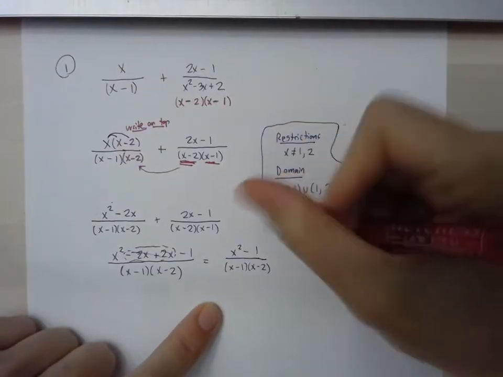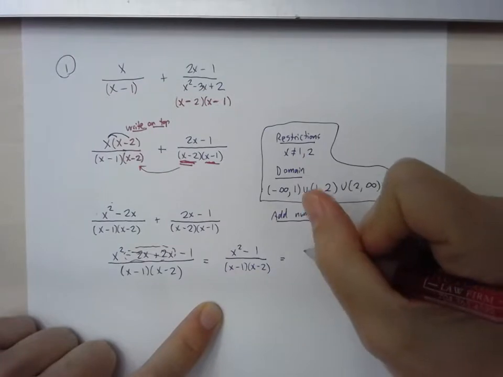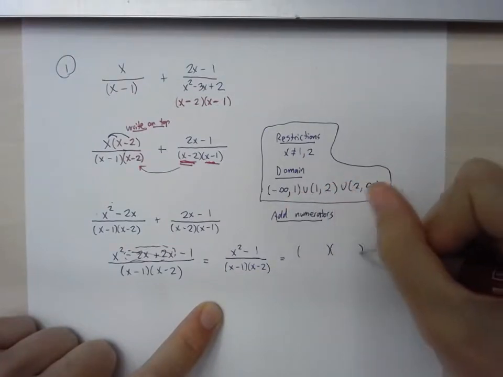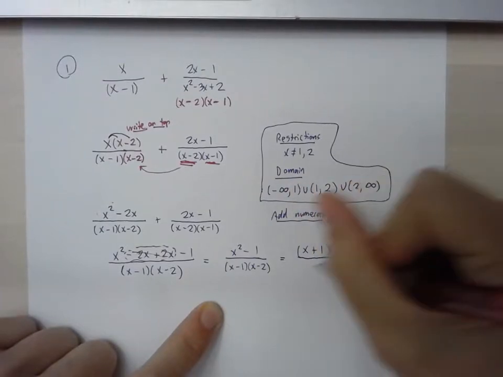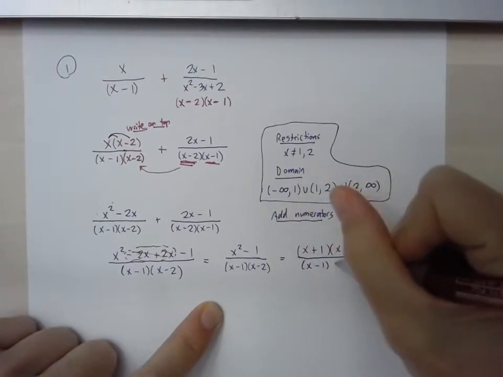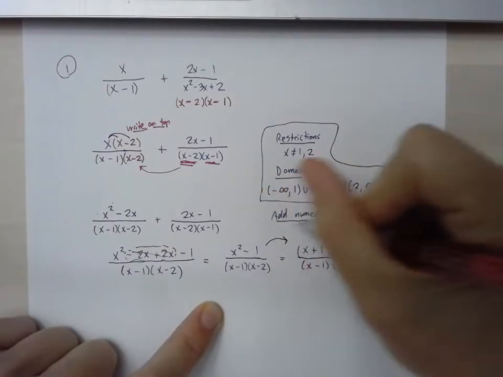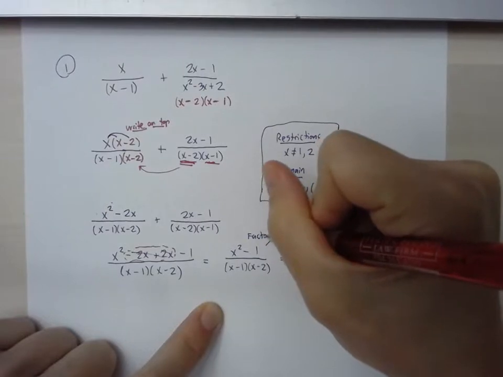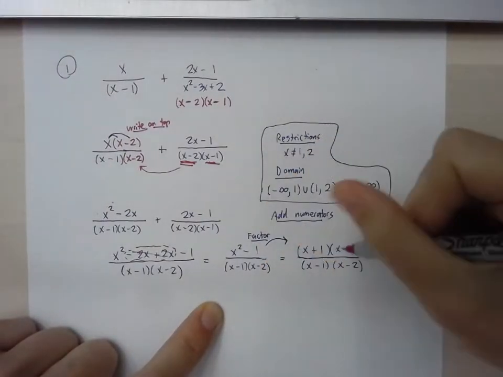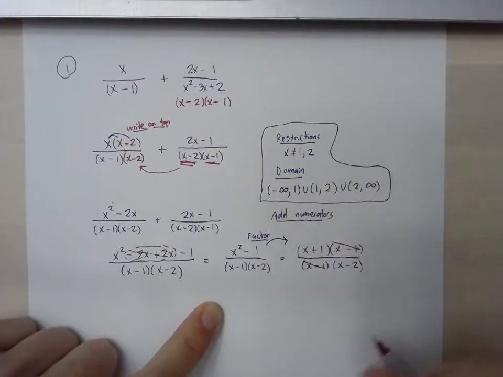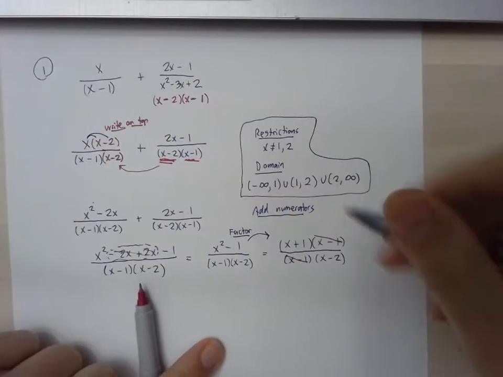Well, if you can, factor out the numerator. You can recognize x squared minus 1 is a difference of two squares, and that's going to be x plus 1, x minus 1. So I'm going to rewrite that factored, and then I'm going to look for anything to cancel out at the end. Since I have an x minus 1 there and on the bottom, my final answer is just going to be x plus 1 over x minus 2.